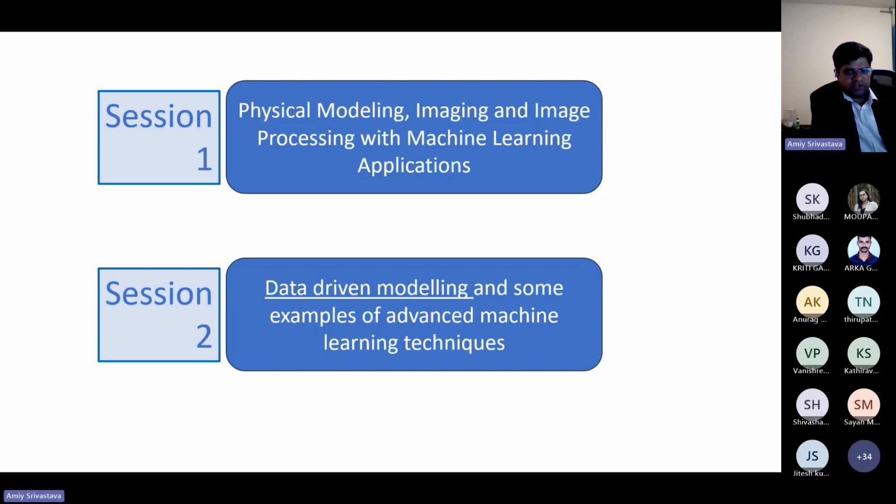I do have another session tomorrow also, Dr. Dinda, right? Yes. Tomorrow morning. Yeah, same time. Tomorrow I will talk about data-driven modeling and some examples of advanced machine learning techniques.